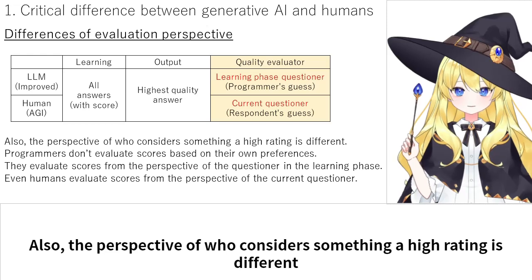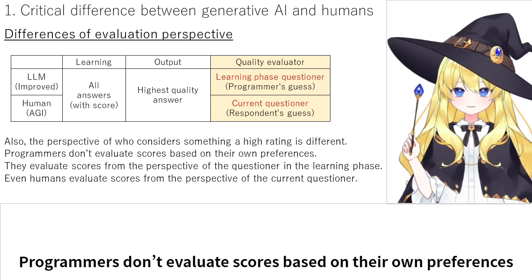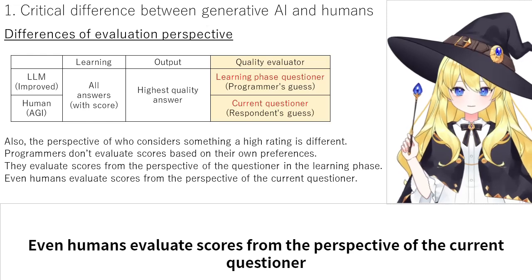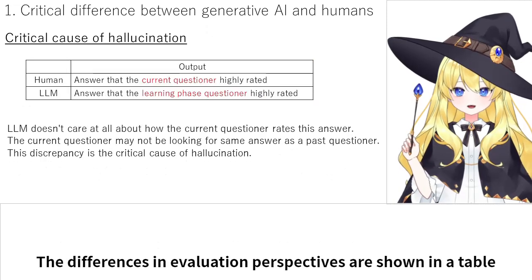Also, the perspective of who considers something a high rating is different. Programmers don't evaluate scores based on their own preferences. They evaluate scores from the perspective of the questioner in the learning phase. Even humans evaluate scores from the perspective of the current questioner. The differences in evaluation perspectives are shown in a table.